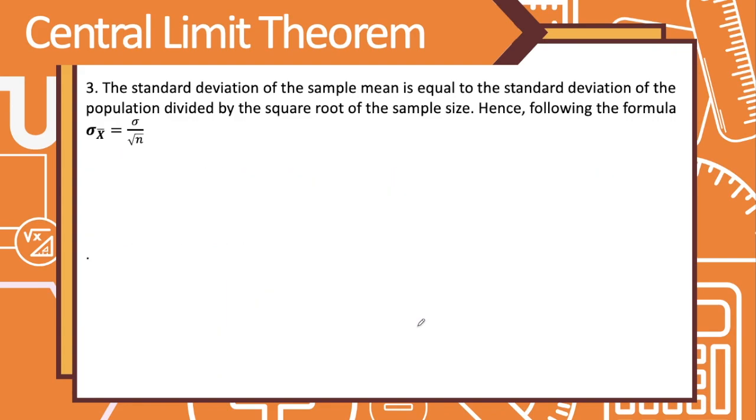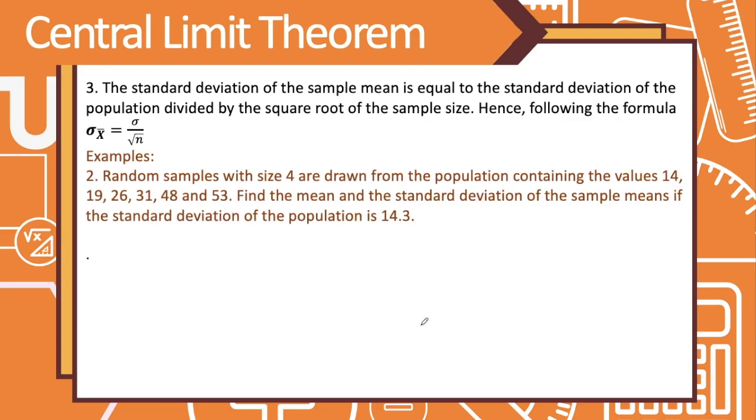Okay, next, number 2. Random samples with size 4 are drawn from the population containing the values 14, 19, 26, 31, 48, and 53. Find the mean and the standard deviation of the sample means if the standard deviation of the population is 14.3. Okay, so again, we are to solve for the mean and standard deviation.